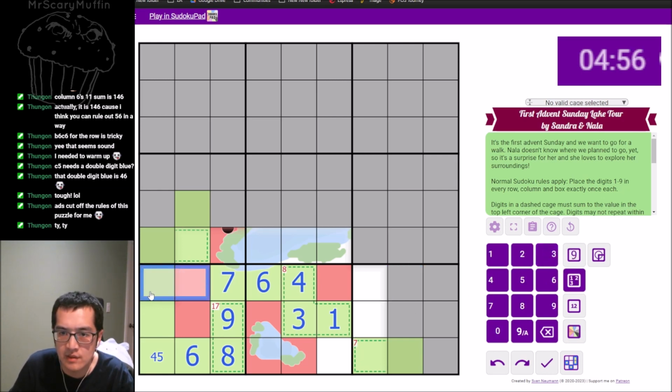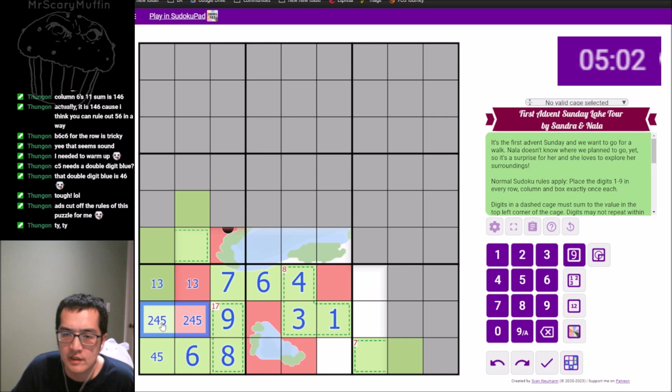One of these is a 3. So it's a 1-3 pair here. This leaves 2, 4, 5 in here. Don't think we really know which way this goes yet, although I have a suspicion this cage would give us quite a bit of information.